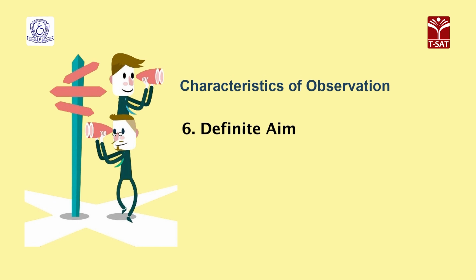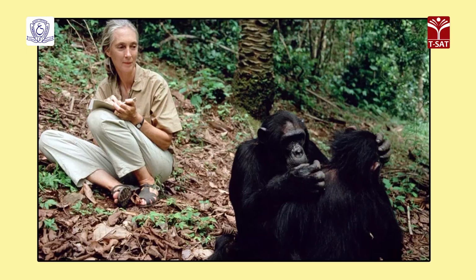Another major characteristic of the method is that it has a definite aim. That is, observation must have some definite aims and objectives. That is, they should be clearly defined before the beginning of the actual observation process. Without the proper aims and objectives, observation will be unsystematic and expensive.